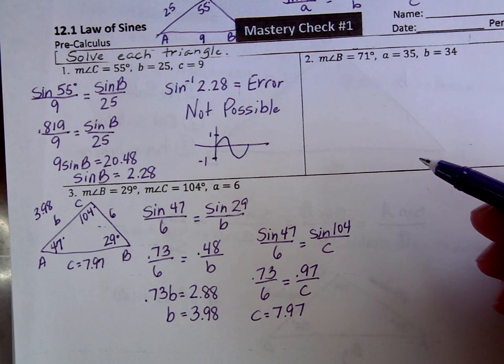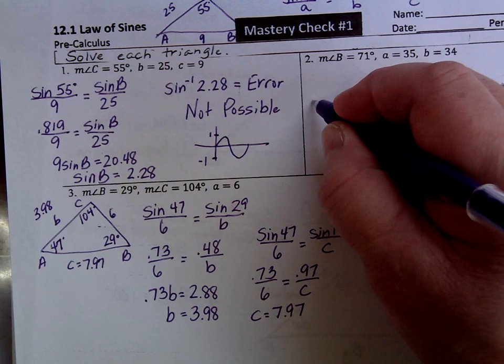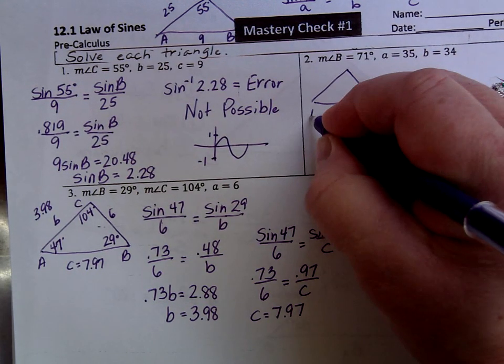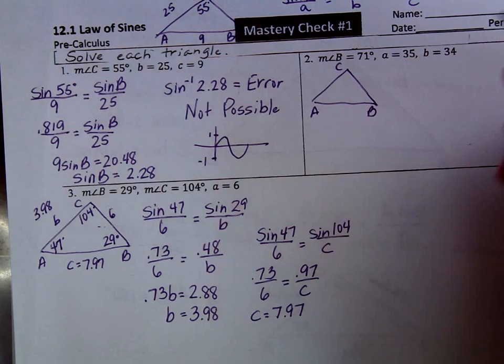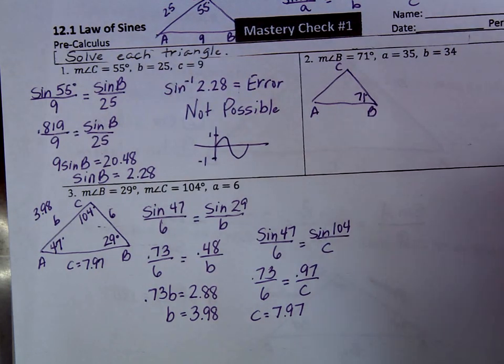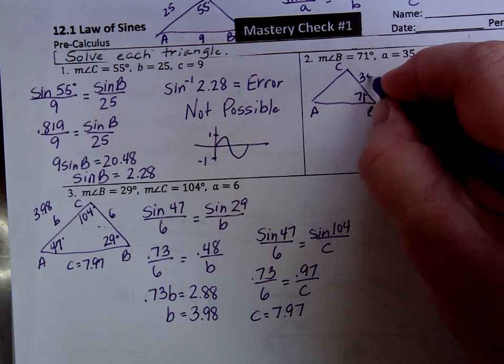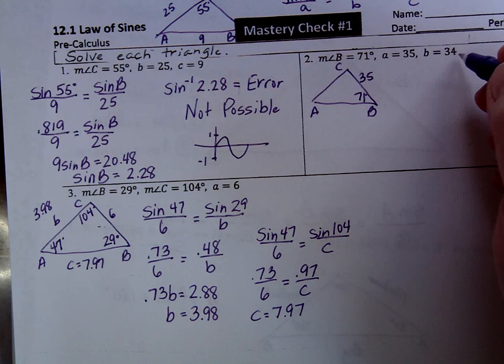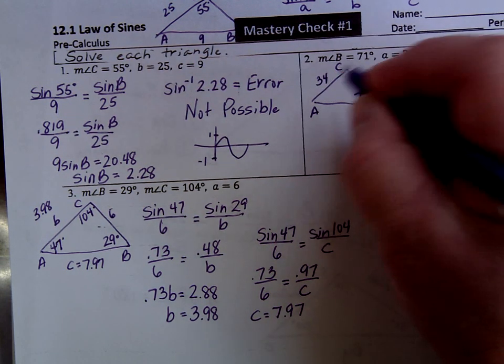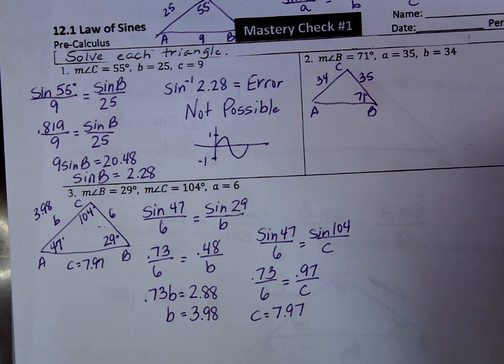So number 2, if I do my same drawing, here's A, here's B, here's C. B is 71 degrees this time. Little a is 35, and little b is 34. Which one did they tell me two things about? A, B, or C? They told me two things about B. That's going to be your setup.